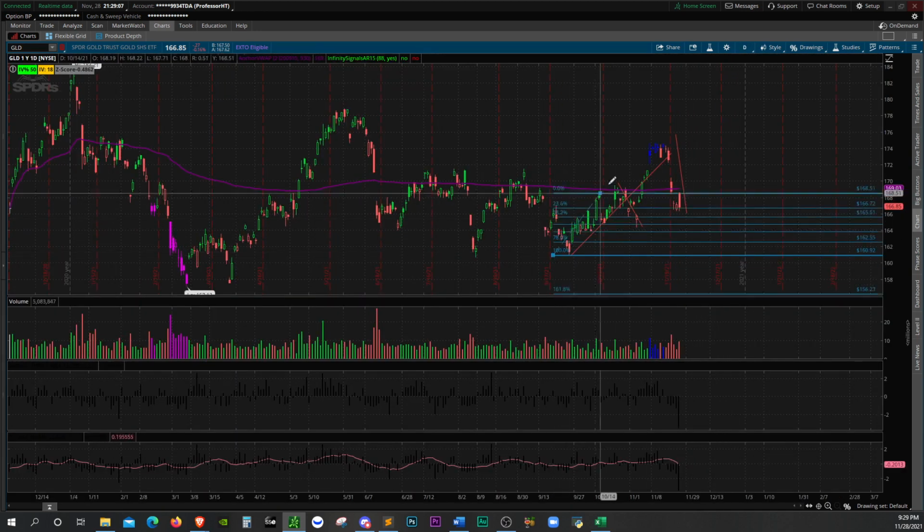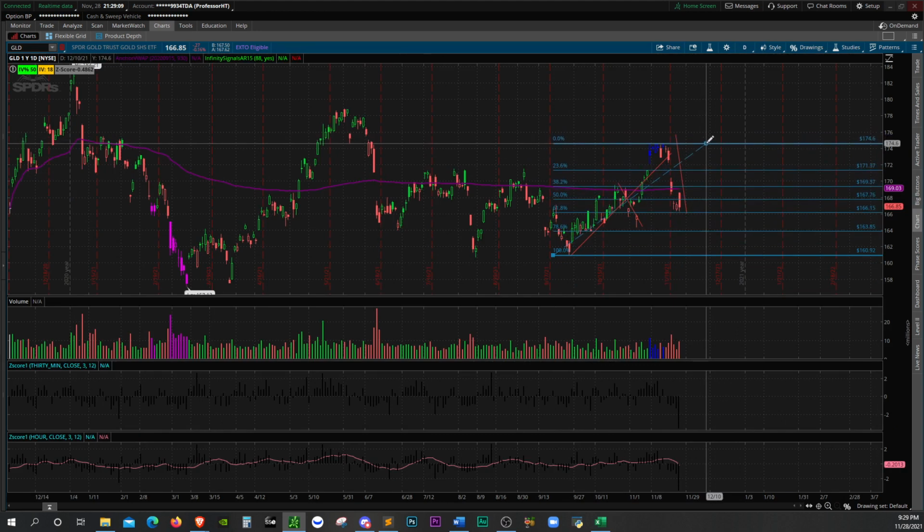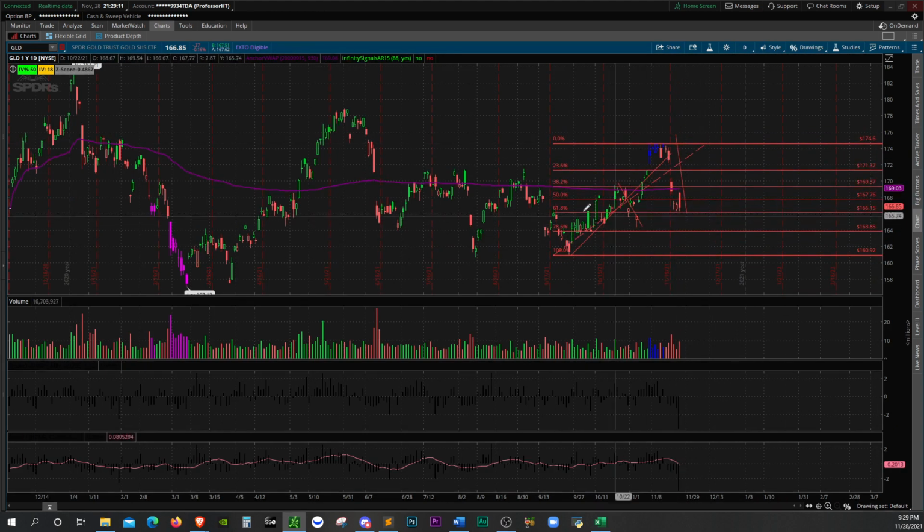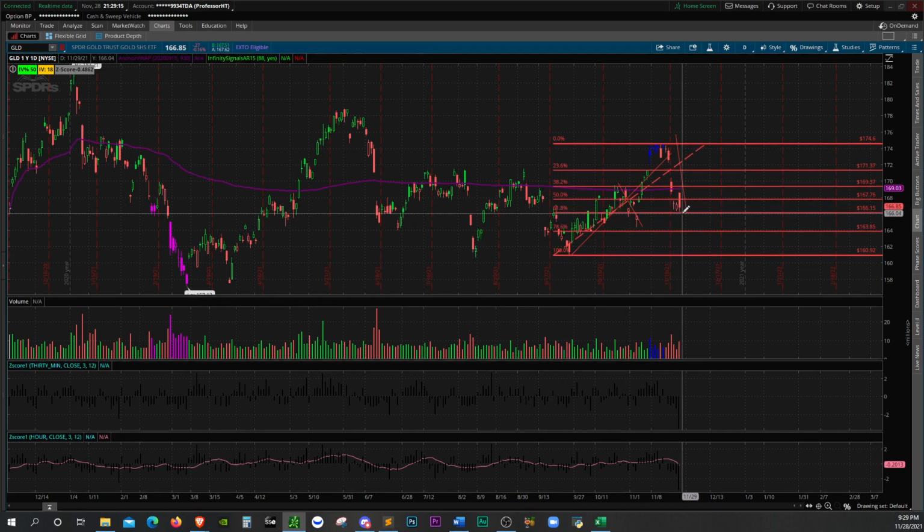I'm going to draw it from here to here this time. See, now this one is at 61.8, right? And you can see that it did a big, massive jump, and then it fell again, right? So it closed down here at 166.83.